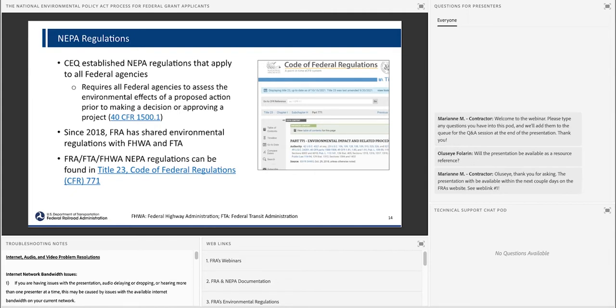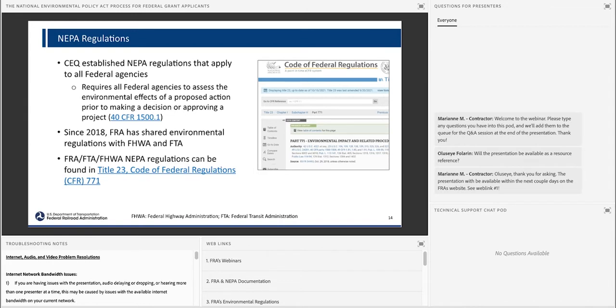We are excited and want to remind everyone that since 2018, FRA joined what were existing FHWA and FTA regulations. So now the surface transportation modes have common NEPA procedures. Those procedures for FRA, FTA, and FHWA can be found in Title 23 of the Code of Federal Regulations, or CFR, Part 771.